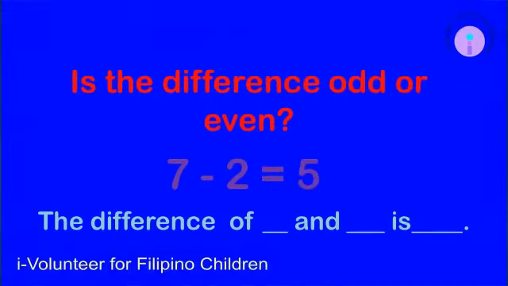Item number 1. Is the difference odd or even? The difference of 7 and 2 is odd. Kindly repeat.